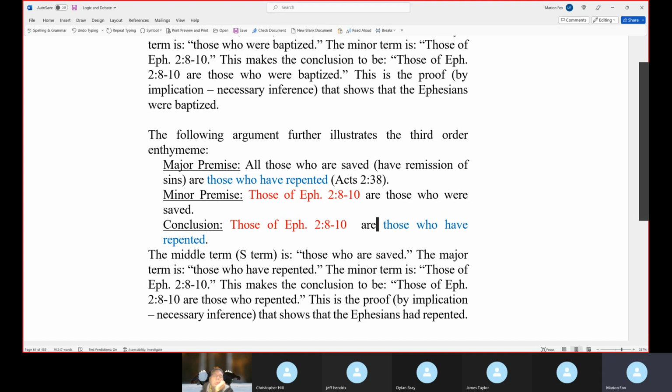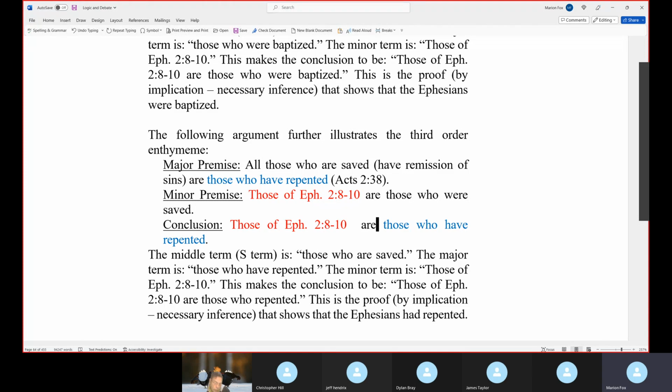We see in Ephesians 2:8 through 10, for by grace have you been saved through faith, and that not of yourselves, it is a gift of God, not of works that no man should glory or boast, for we are his workmanship created in Christ Jesus for good works, which God afore prepared that we should walk in them. So this passage has grace in it, and it has faith in it. But now we have put into it by implication repentance and baptism. So we have faith, repentance, and baptism.